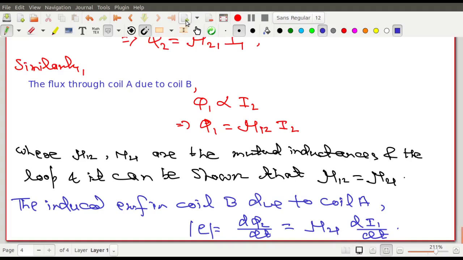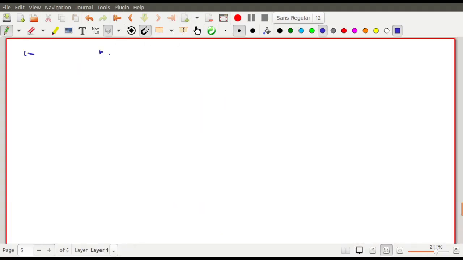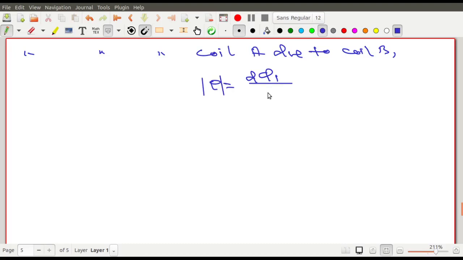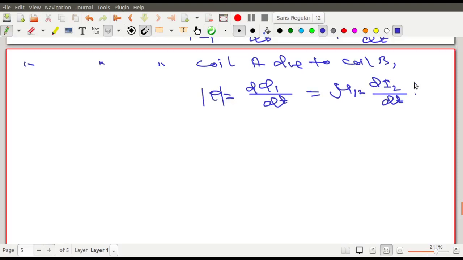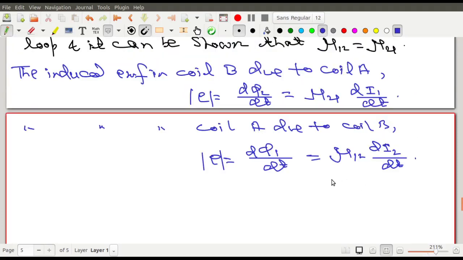Got it? And the last one is done similarly: the induced EMF in coil A due to coil B, how much should that be? If I write the mod value, the induced EMF in coil A should be d phi 1 dt. So that is M12 di2 dt. So these are the two expressions that you get over here for the EMFs.